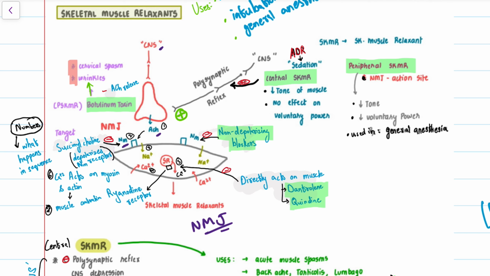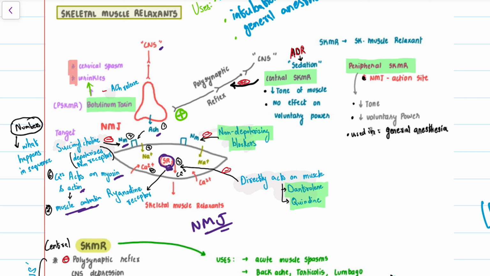The sarcoplasmic reticulum in the muscle fiber has a receptor known as the ryanodine receptor, which gets activated and releases calcium ions. These calcium ions act on the myosin and actin fibers, and that thereby causes muscle contraction.